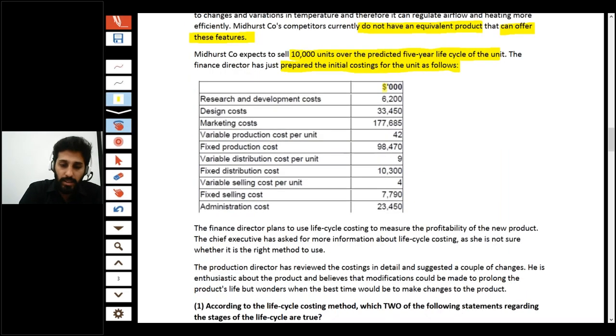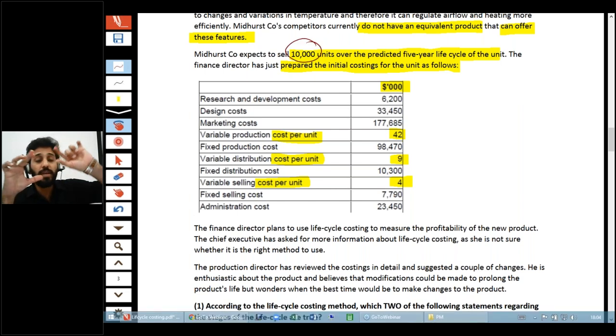All the figures are in 000. These are the things you need to calculate in 000. But one thing to be noted is that these costs are per unit, and this is for the 10,000 units. The rest of the other costs are the total cost over the life. And we need to calculate these costs right now. Keep this in mind.